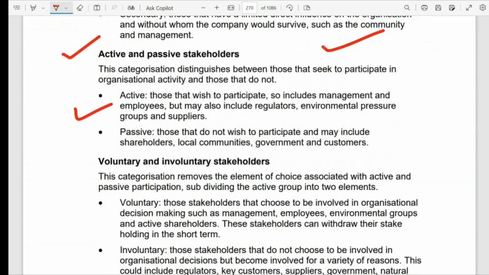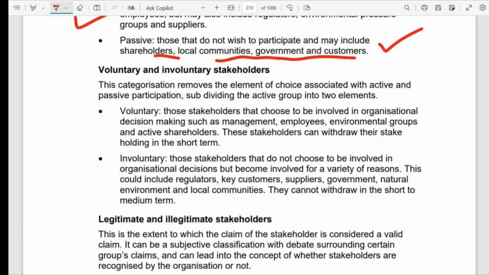Active stakeholders wish to participate, so they include management and employees. Passive stakeholders, those who do not wish to participate, may include shareholders, the local community, government, and customers. So, student, you have to learn at a fast pace to understand these basic things of the company. Consider yourself in the organization, and then it will be easy for you to understand voluntary and involuntary stakeholders.